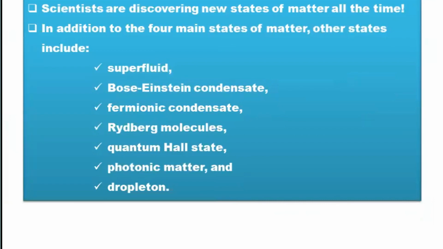There are also other states of matter. Scientists are discovering new states of matter all the time. In addition to the four main states of matter, other states include superfluid, Bose-Einstein condensate, fermionic condensate, Rydberg molecules, quantum Hall states, photonic matter, and dropleton.